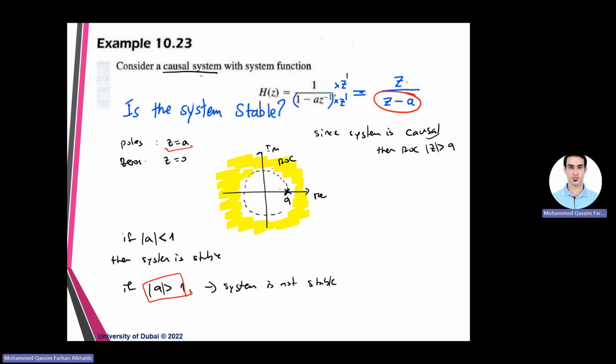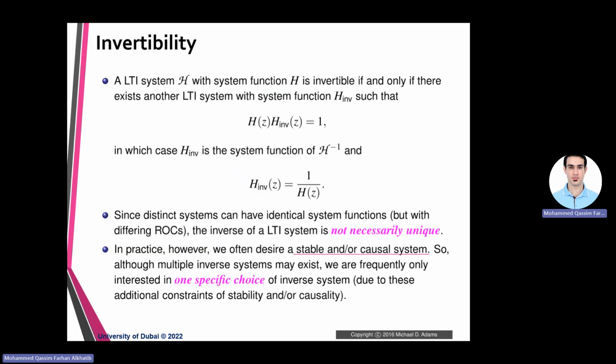Okay, in our case, I'll keep it more simple. Just find the poles, locate them. If they are inside the unit circle, then the system is stable.